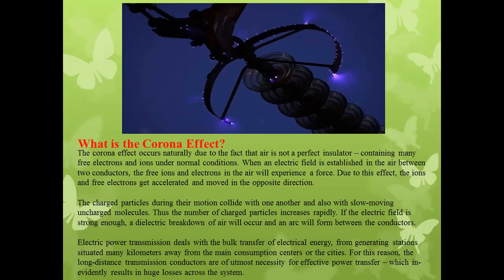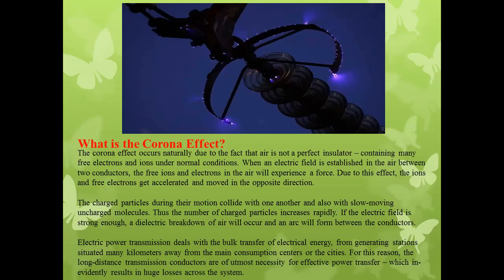If the electrical field is strong enough, dielectric breakdown of the air will occur and an arc will form between the conductors. As I said earlier, a violet glow will be produced in a corona discharge. Why is it produced?